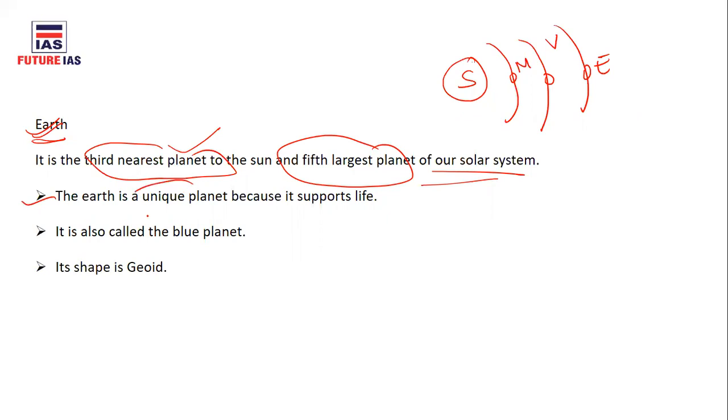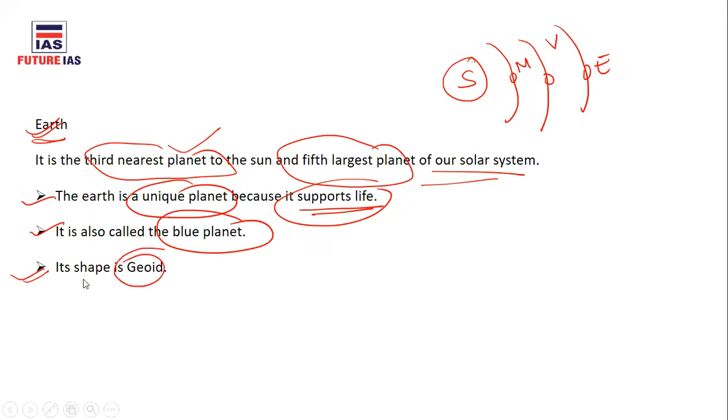And Earth is a unique planet because it supports life, because Earth is the only planet where human existence or life existence has been found. And sometimes it is also called the blue planet because 3/4 of the surface of the Earth is covered by water, and because of that it looks like the blue planet. All right, and the Earth's shape is basically a geoid. It's not a completely perfect circle.